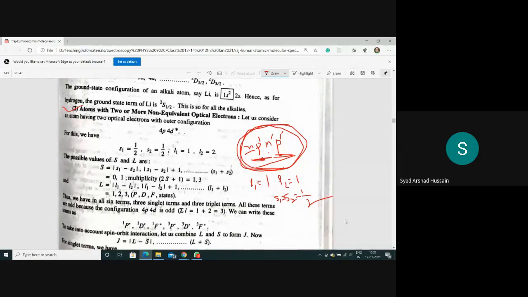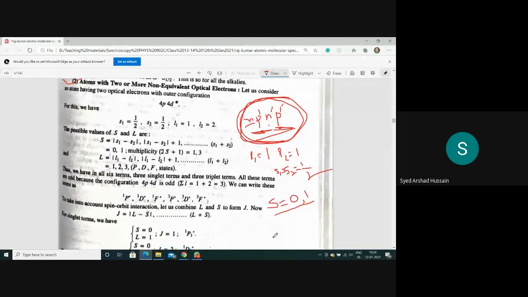So if you apply Pauli's LS coupling scheme, according to the first criterion, the spin correlation effect, the spins of the two electrons, half and half, will interact and the resultant S will have half plus half, 1, and half minus half, 0. So S is equal to 0 and 1. This is due to what? Spin correlation effect. We will have total spin moments with quantum number capital S equal to 0 and 1.